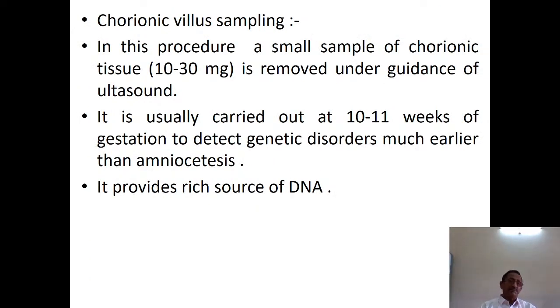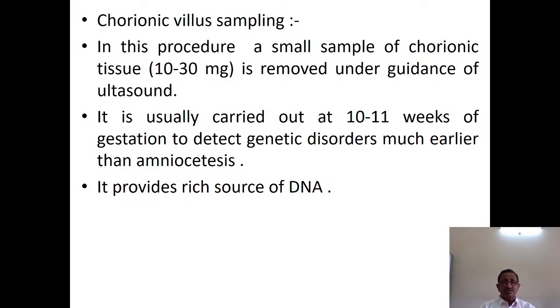Now, chorionic villi sampling. In this procedure, a small sample of chorionic tissue is removed under the guidance of ultrasound. There also we are using ultrasound to get a small amount of amniotic fluid. Here we are removing chorionic villi tissue under the guidance of ultrasound only, and it is taken at 10 to 11 weeks of gestation, whereas amniotic fluid is taken at 12 to 15 weeks of gestation. So here we are using the chorionic villi sample earlier to detect genetic disorders.